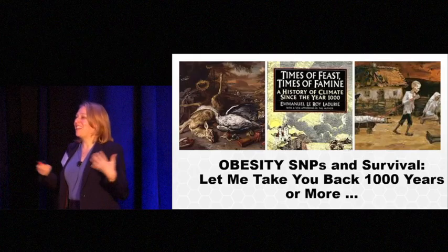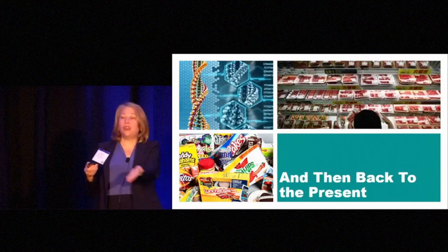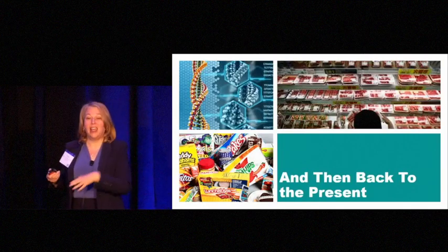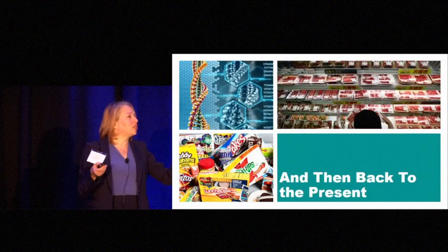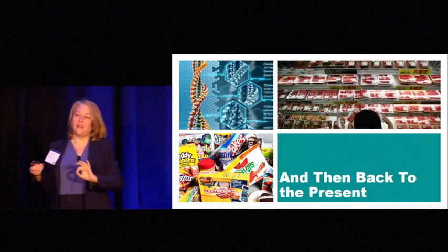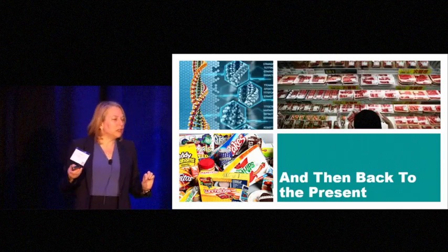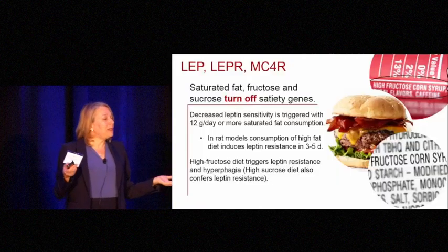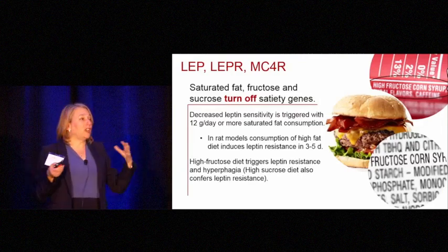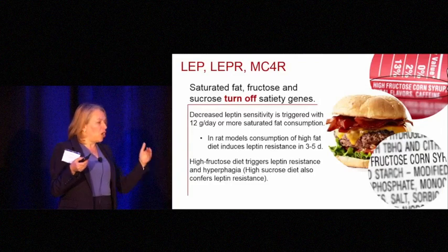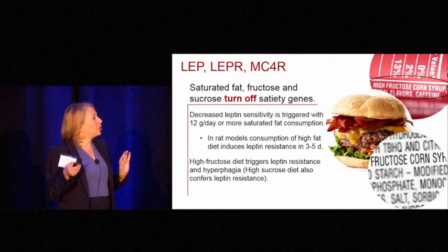You want to be hungry and eat a lot of it, because that's what's going to get you through the winter. But now you can go get saturated fat every single day of your life. So SNPs that made you turn off your satiety in response to saturated fat are a risk factor for obesity, but they are a benefit for starvation. So leptin receptors, that MC4R, which is that hypothalamic gene that causes you to not feel satiated, all are turned off and affected by saturated fat.